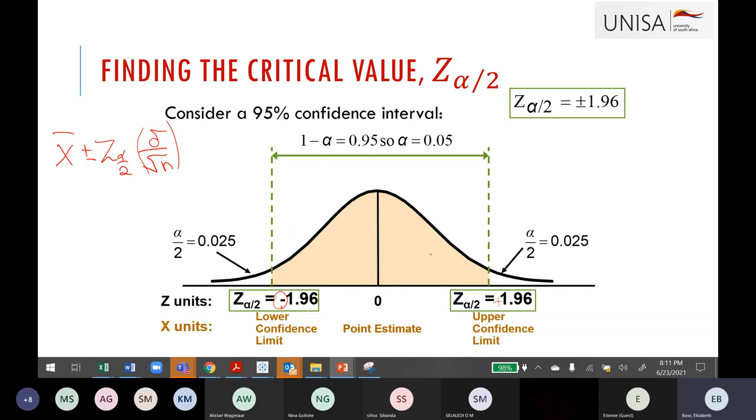And we know that this area here is 95%, which is the bigger area, whereas the smaller areas outside are our alpha divided by 2s. Those are the areas that we are looking for. So we say if the value of the mean falls within this boundary, we can conclude that it falls within this. If it falls outside, then we cannot use the estimate.